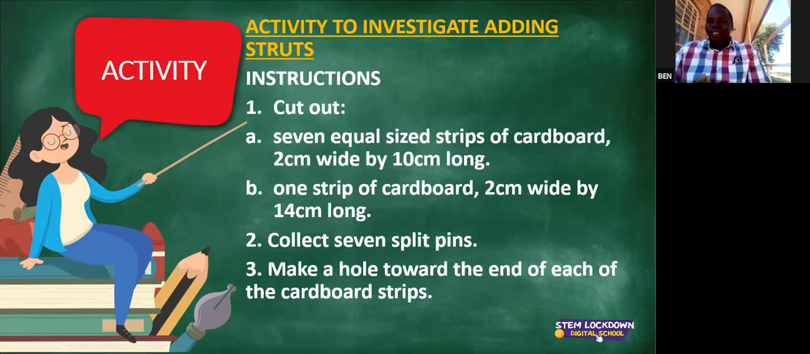That is good. Now, I'm coming to an important activity which we must do now. In this activity, you must investigate adding struts. So the instruction is to cut out 7 equal size strips of cardboard.